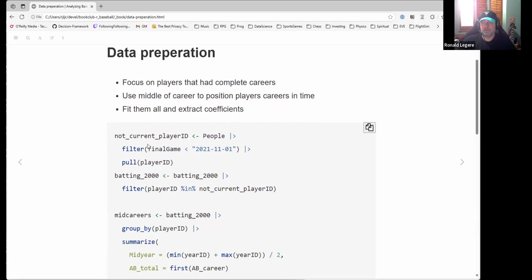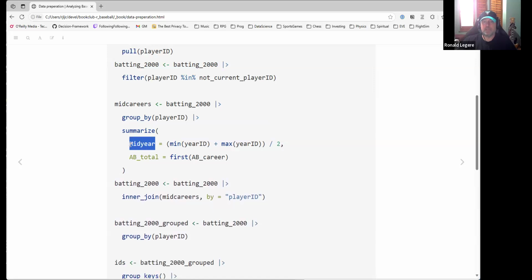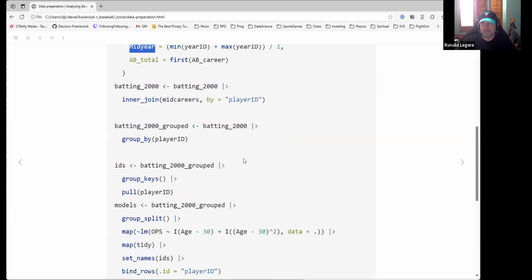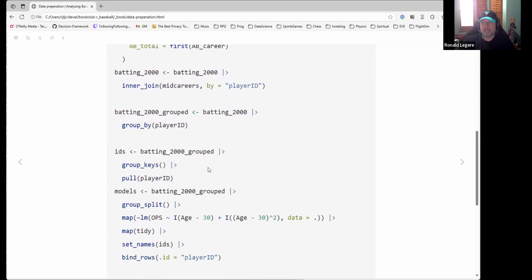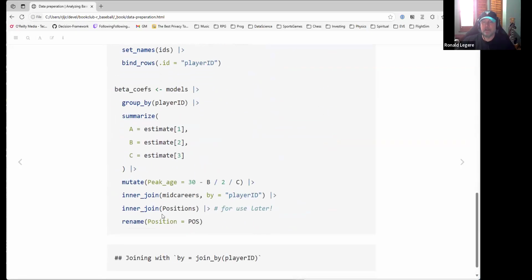Well, first thing he wants to do is make sure that these are players that have had a complete career. So we don't want to try to fit any players that are kind of mid-career for this. So he cuts those out. Then he calculates when the middle of their career was. So that's going to be our identifier. We're going to associate the player with that year. Then calculate for each one of these players their peak age, do the fit, and calculate their peak age. I guess only peak age.